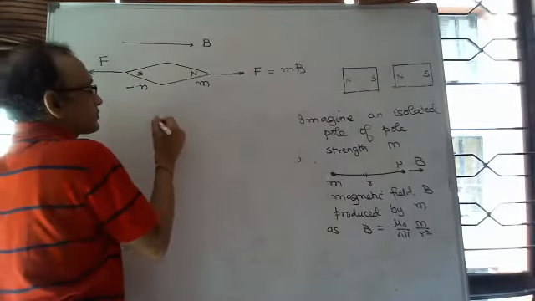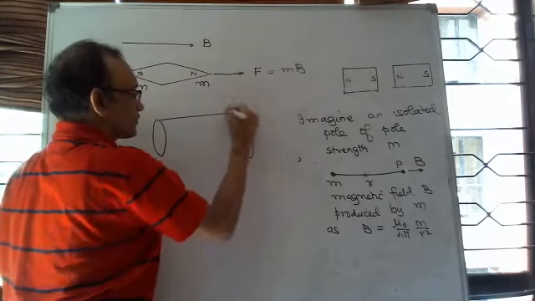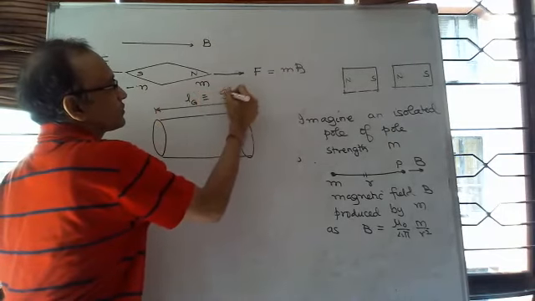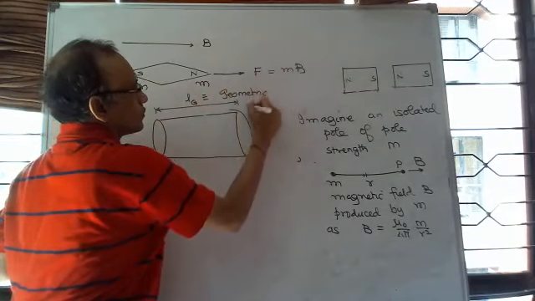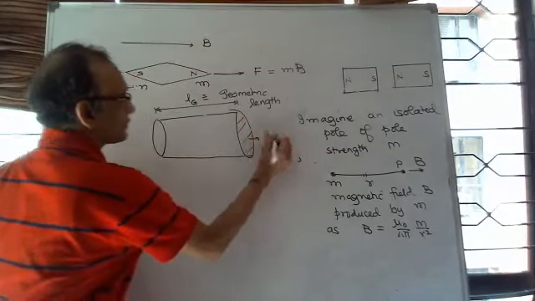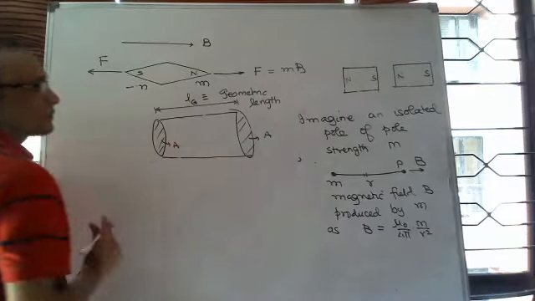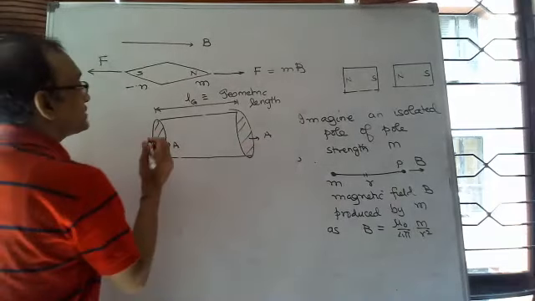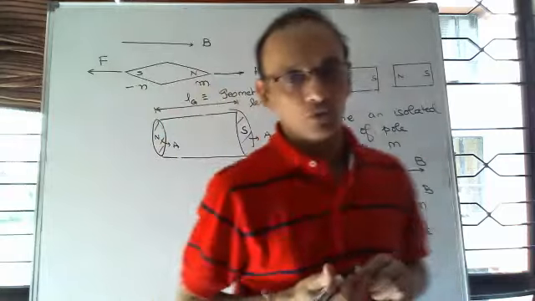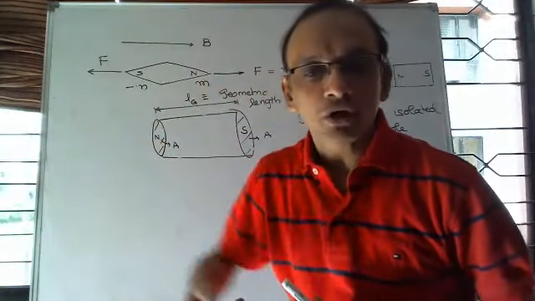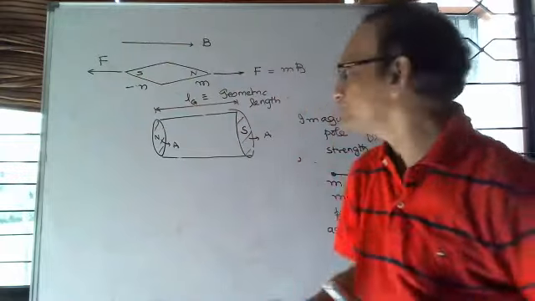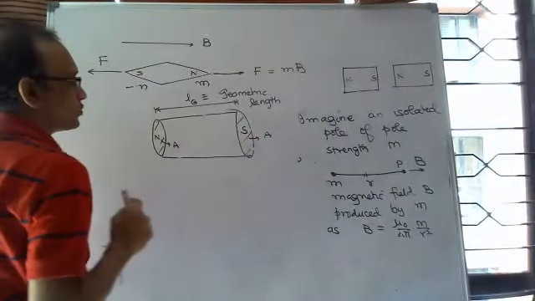Now, if I have a magnet, it has a geometric length LG. LG is the actual length, and it has an area of cross section A. Suppose this is the north pole, and this is the south pole of this magnet. How will you know which is north and which is south? You suspend it freely. That's the way you will know which is the north pole and which is the south pole.